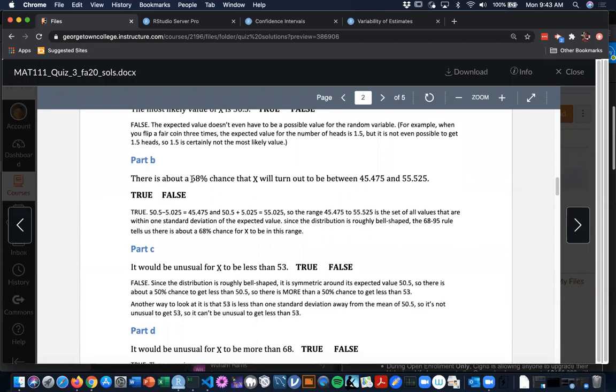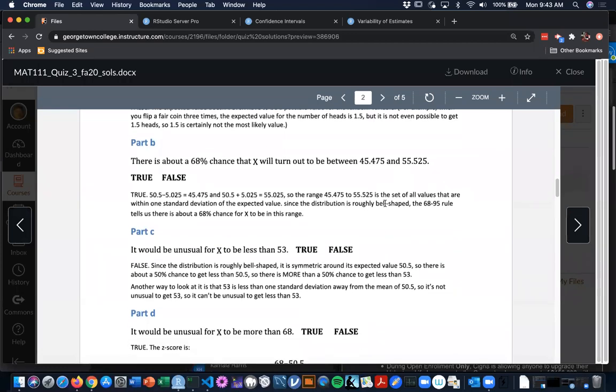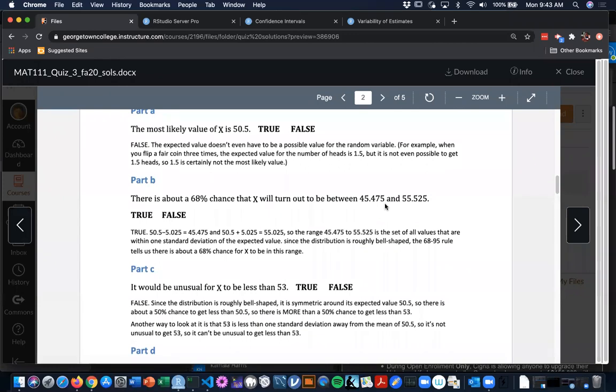Is there about a 68% chance that X will turn out between those two numbers? Yes, because the first number is the expected value minus a standard deviation, and the second one is the expected value plus a standard deviation. And the 68-95 rule says that when the distribution is roughly bell-shaped, there should be about a 68% chance of coming within a standard deviation of the expected value.